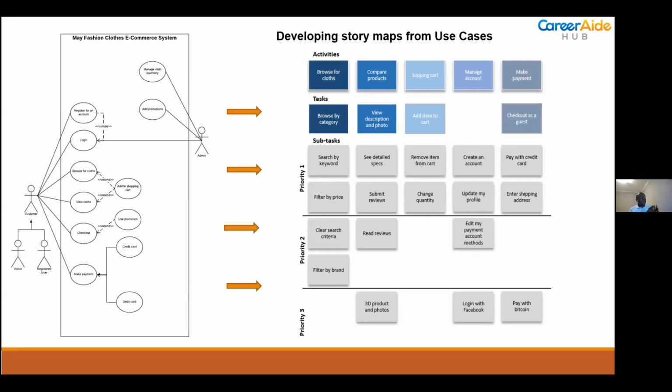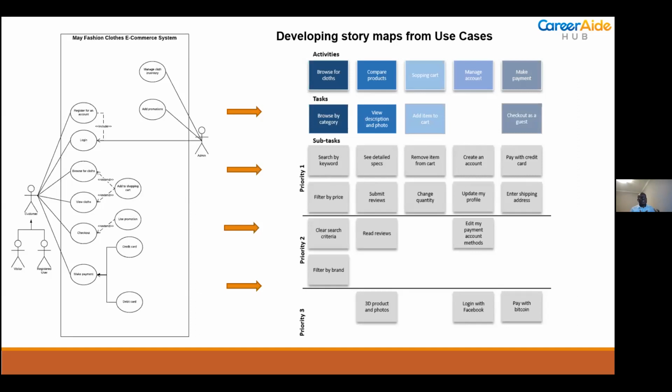So you will see browse for clothes, which is also one of your base use cases. You will see compare clothes. You will see shopping cart. You will see manage account, and you will see make payment. So you will see that there's a comparison between them. And that's because even though there are two separate techniques, you can derive your story maps from your use cases.